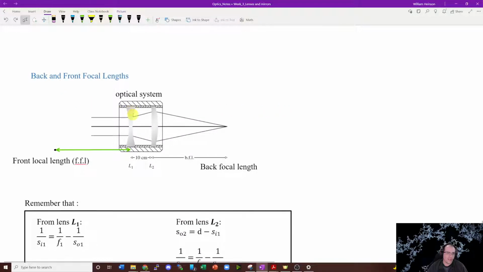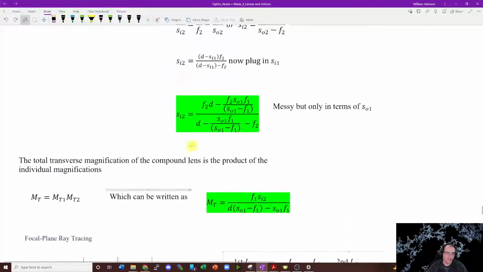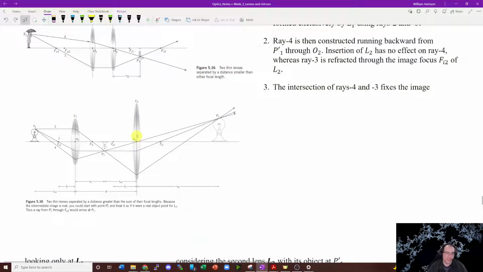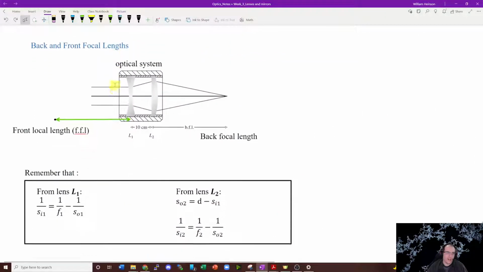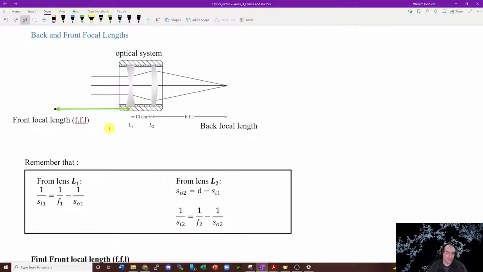A combination lens. So we have this optical system that has these two lenses together, which is what we were doing here or here. We want to see what the back focal length is. Imagine we don't know what's here. We want to know the back focal length, which is this focal length here, and the front focal length, which is this focal length over here. And we're just going to consider there's two lenses here.